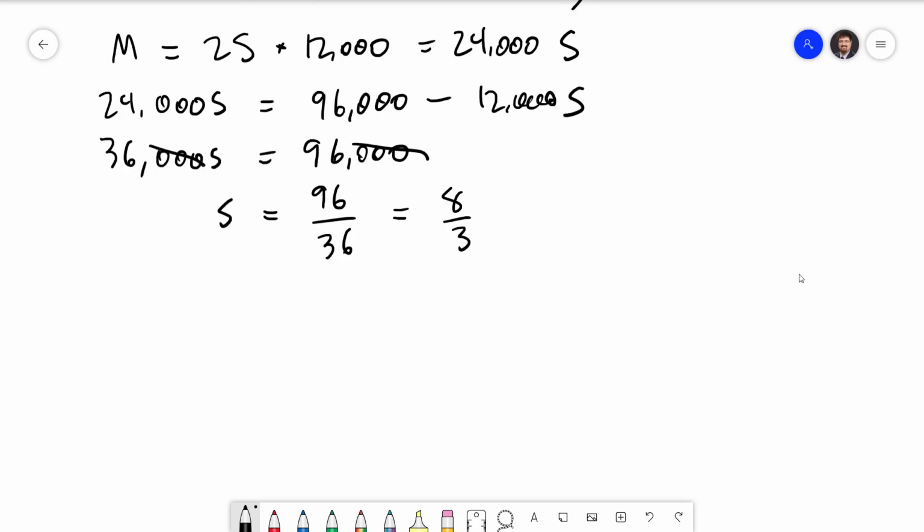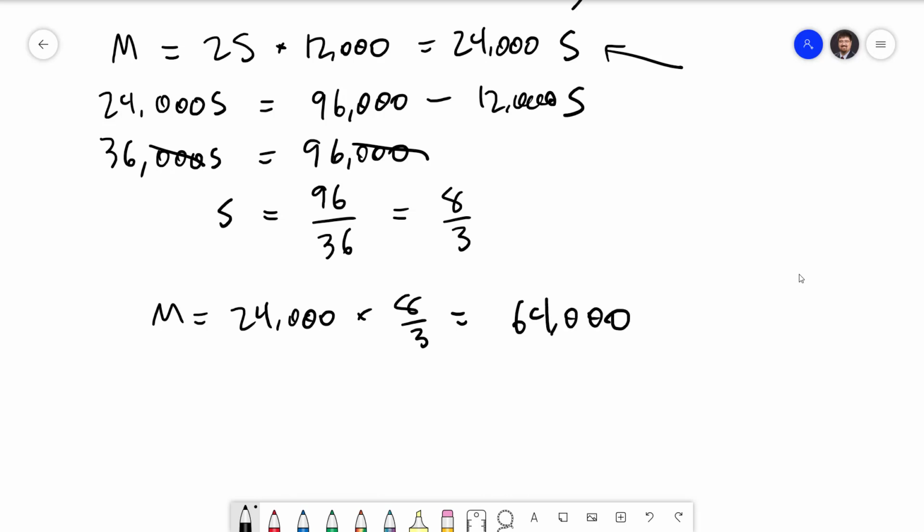All we need to do to finish this off is plug this back in right here, where we had M equals 24,000 S. So we have M equals 24,000 times 8/3, which is 64,000. This tells us our manager is going to shirk 8/3 hours a day. If we think about this a little bit, that equates to 2 hours and 40 minutes of shirking per day, and then they're going to make their yearly income of $64,000.